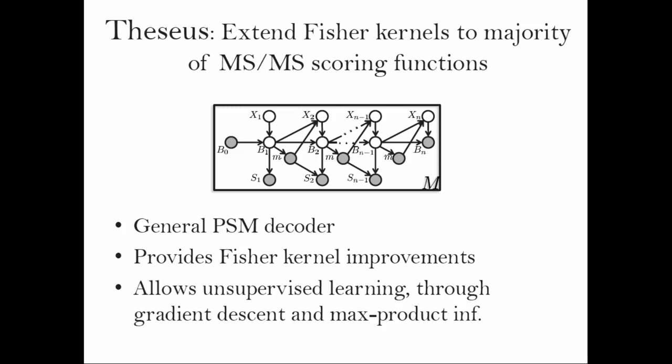Now, in order to extend the Fisher kernel framework to other scoring functions, we designed a DBN called Thesus. Thesus is a general PSM decoder which models a very large class of scoring functions. Now, using Thesus, we demonstrated that the Fisher kernel improvements actually extend to some of the most popular scoring functions widely used in practice. Furthermore, Thesus also allowed completely unsupervised learning through a mixture of gradient descent and max product inference.